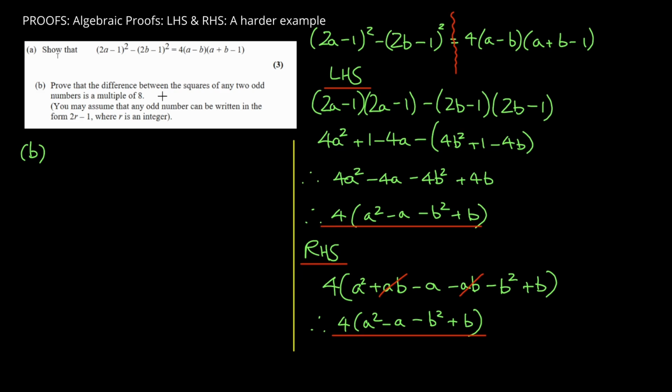difference between the squares of any two odd numbers is a multiple of 8. You may assume that any odd number can be written in the form of 2r minus 1. So if we take that odd number, 2r minus 1, and square it, and then subtract another odd number, squared, and we've got to prove that this relationship is divisible by 8. Well, from what we've done in part A, we know this, using r's and n's, is equal to 4r minus n.